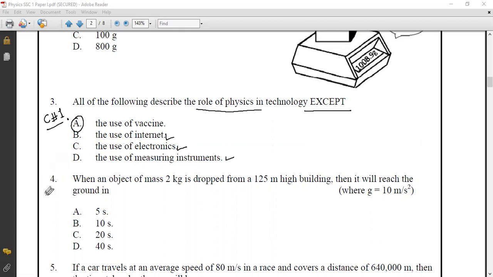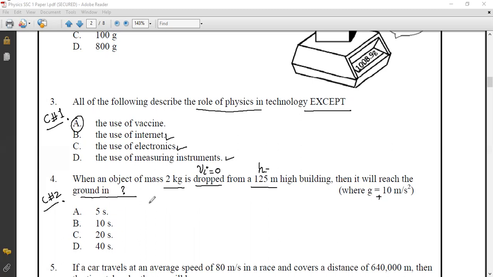Question number 4, that is from our chapter number 2, Kinematics. When an object of mass 2 kilogram is dropped from a height of 125 meters, then it will reach the ground in how many seconds? As we can see in this question, an object is dropped, it means its initial velocity will be 0 and the height that it has is 125 meters, while the gravitational acceleration is plus 10 meters per second square.